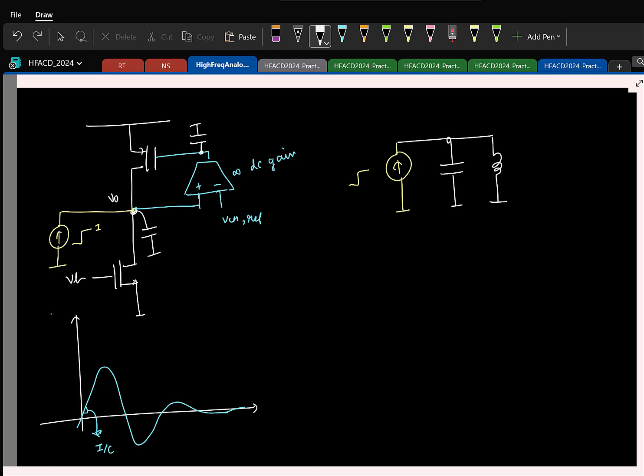Fine. But if I just have an LC, it will settle to what value here? Let's say this is VCM ref. If I just have LC and I apply a step current, what will happen to the output? It will continuously ring. But here I see that it kind of dies to 0. So what other thing should I add here? Where do you think I will add the resistor?